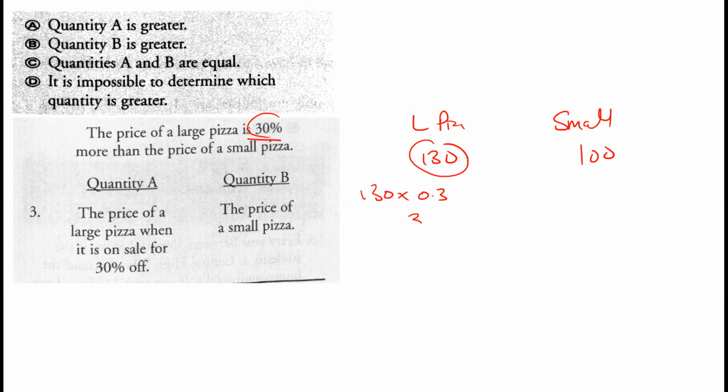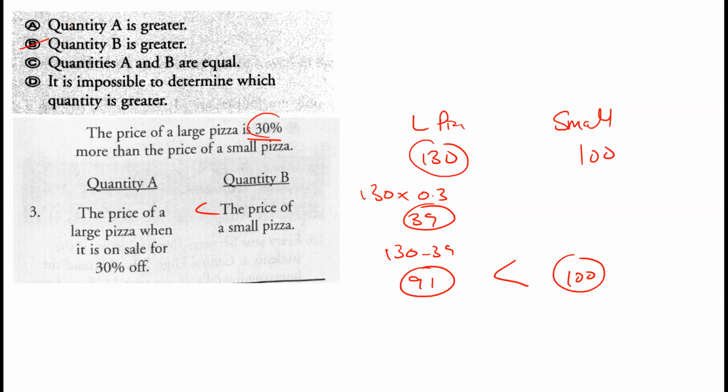So the price of a large pizza is 30% more than the price of a small pizza. So let's suppose small pizza is 100. Large pizza would be 130 because it is 30% more. Now the price of a large pizza when it is on sale for 30% off. So 130 multiplied by 0.3, the discount is 39. So 130 minus 39 is basically 91, and the small pizza is 100. So the price of a small pizza is more than the price of a large pizza. So quantity B is greater than quantity A. Hence option B is correct.